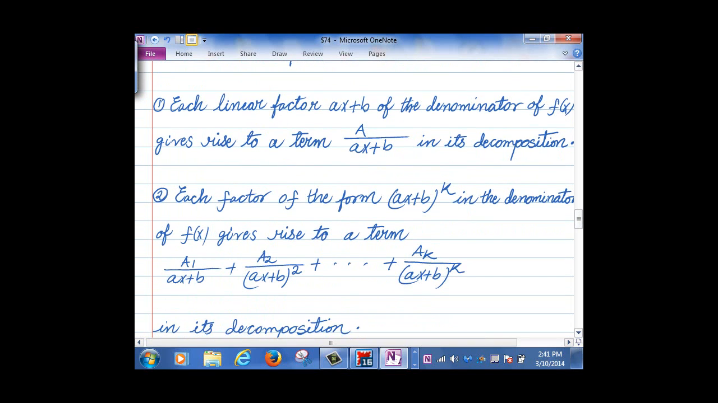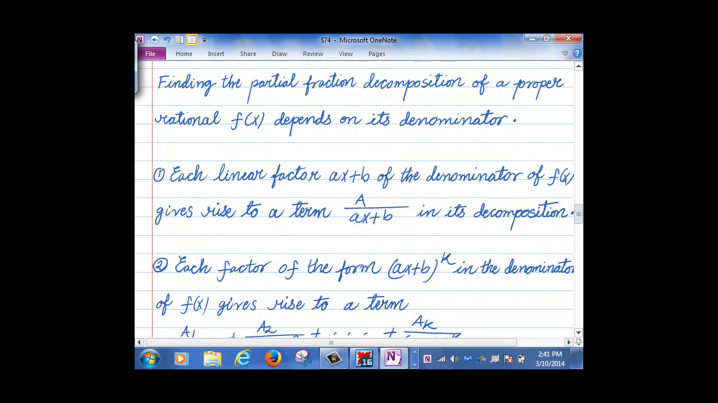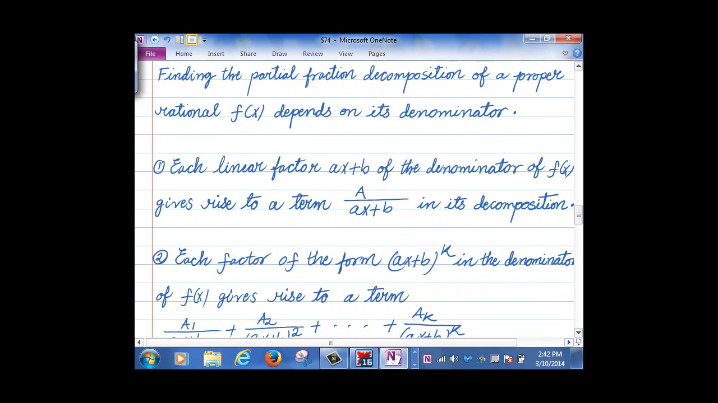So here's the first guideline. Suppose that, remember, I have a proper fraction, I have a numerator and the denominator. Let's say in the denominator you have a factor, a linear factor, ax plus b. You have a linear factor. So basically every factor of the denominator gives you a term on the right. Every factor of the denominator gives you a term in the decomposition.